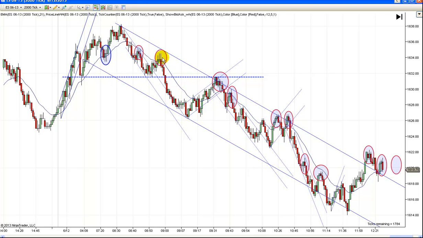And again, you got a two-legged correction back to the EMA. That's a second entry short. It's the first break of that little channel, and you should have had this channel by now. It's real obvious.